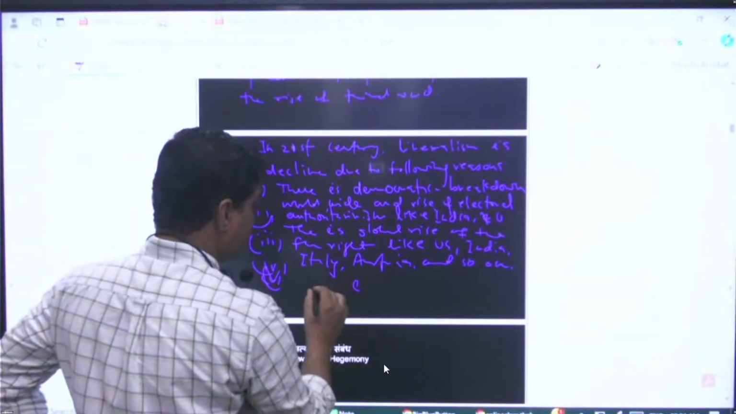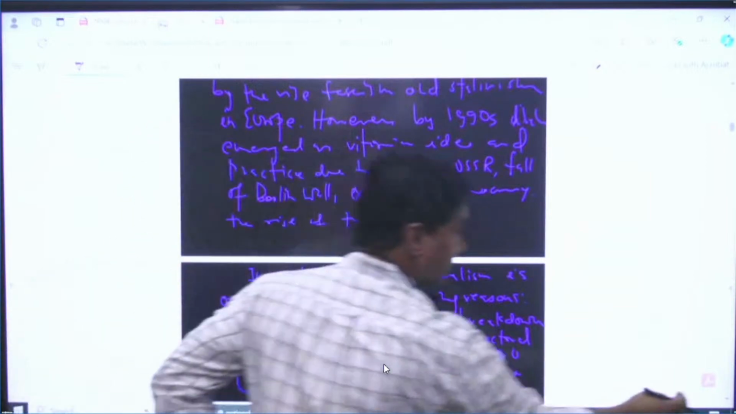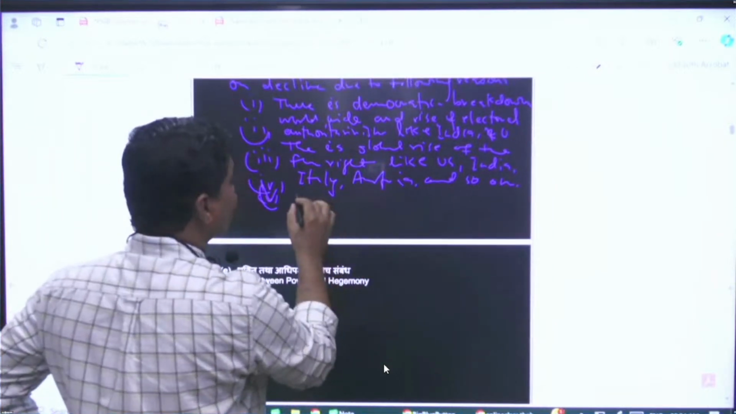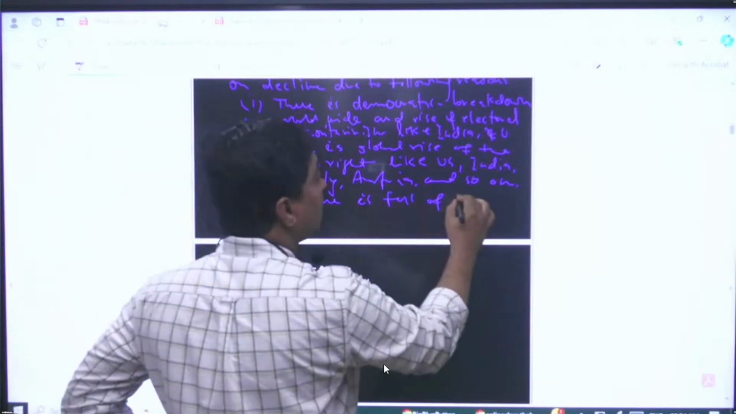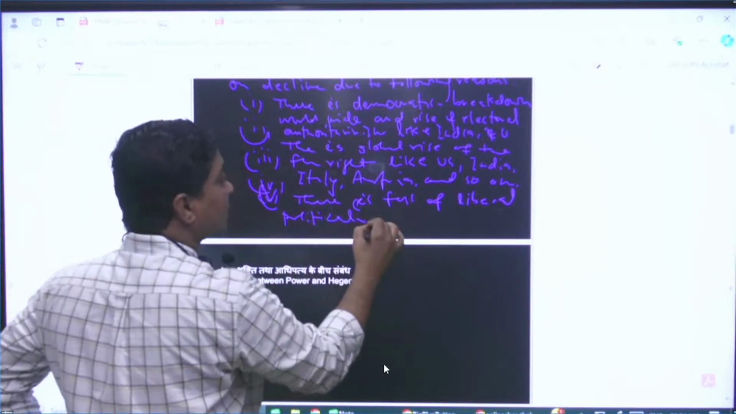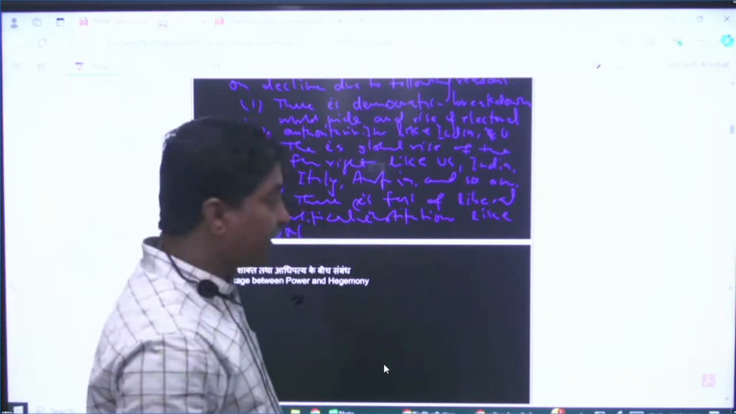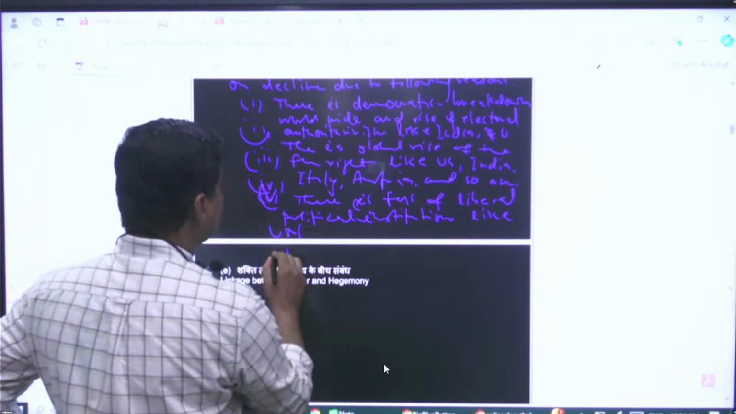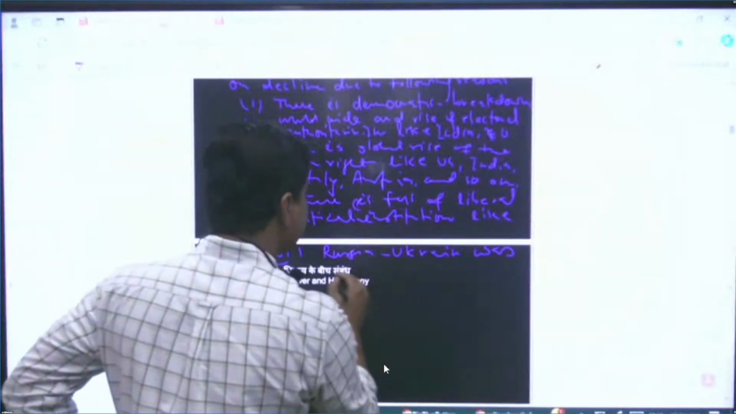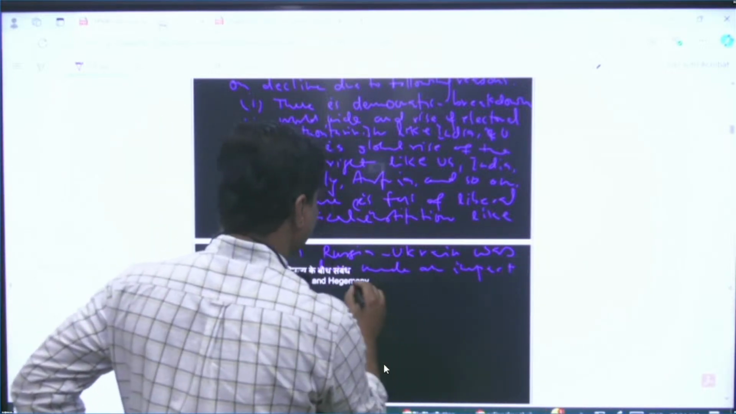The third is there is a fall of liberal political institutions like UN, not US. Then the Russia-Ukraine war has made an impact on liberalism.